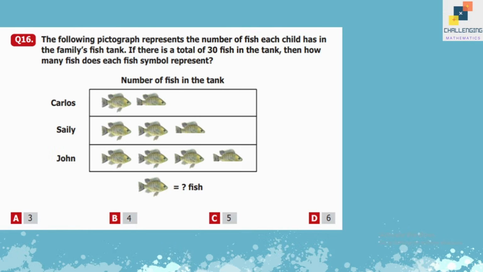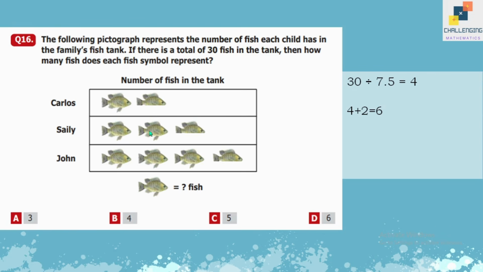The following pictograph represents the number of fish each child has in the family's fish tank. If there is a total of 30 fish in the tank, then how many fish does each fish symbol represent? Number of fish in the tank. So we can clearly see that there are some full fish and some half. Here, if we count the number of fish symbols, it's 7.5 and the total is 30. So we will divide 30 by 7.5. The answer is 4.